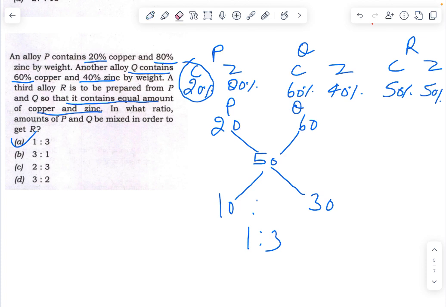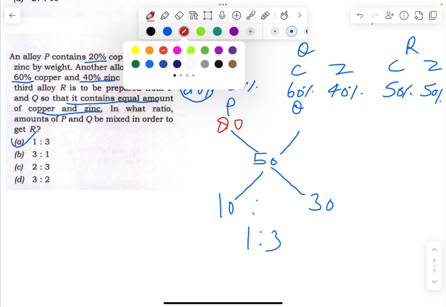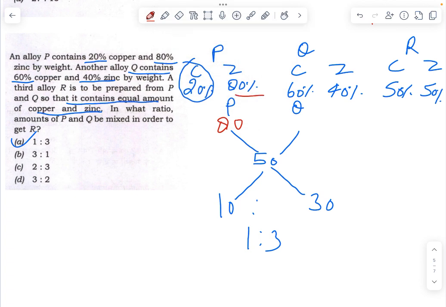A. But in case you want to take zinc from alloy P and Q, so take zinc. So zinc here is given 80% and from alloy Q zinc is given 40%. Reduce 50 from 80, you will get 30, and 40 from 50, you will get 10.